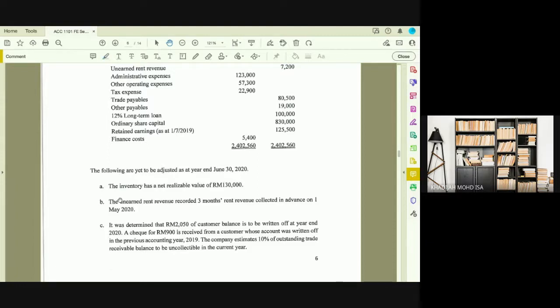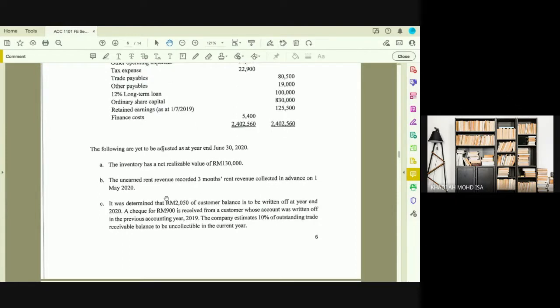All right, unearned rental revenue. So what you do is that you are going to recognize your revenue. So it means that 1st of May, and then you have May and June. So the 2 months period is now being recognized. So how much are you going to recognize your rental revenue now?